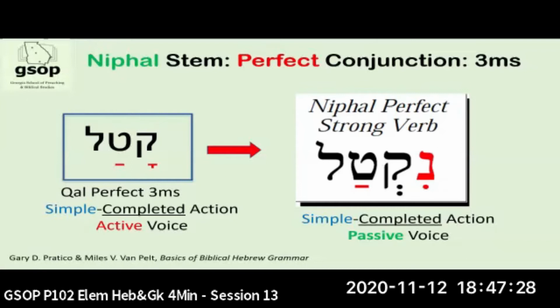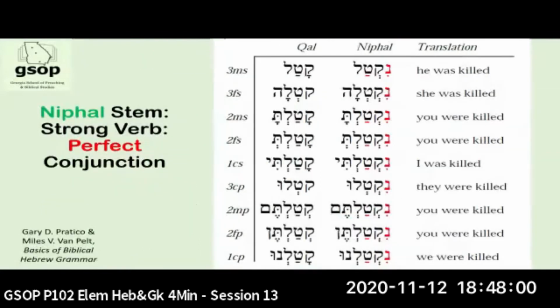You see the change when it goes to the nifal perfect strong verb, also simple, completed action, but now it's a passive voice. And it changes by putting a prefix to it with the noon and the hirik. And this is correct. And the tav, third root position, is going to be with the kamates. And so we go from katal to niktal, and now it's a passive function. It's really that straightforward. It is to me.